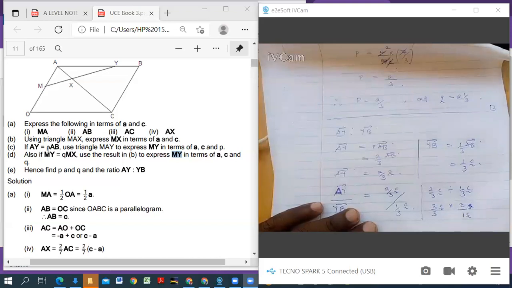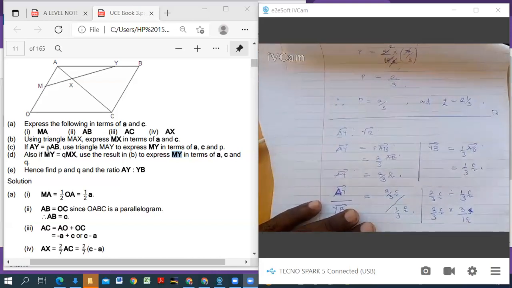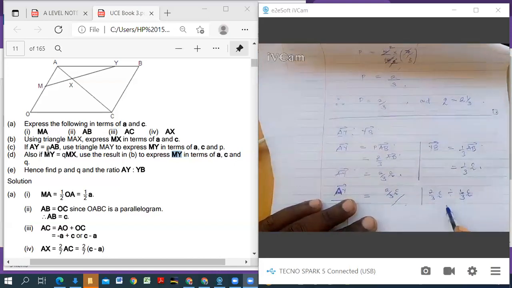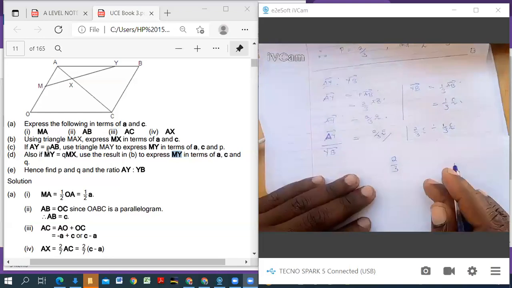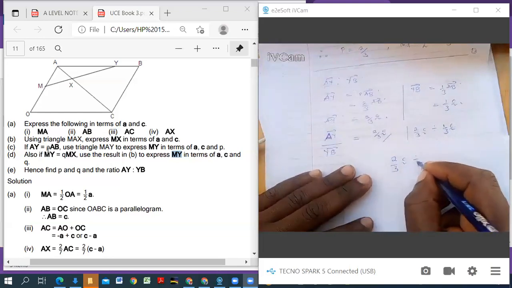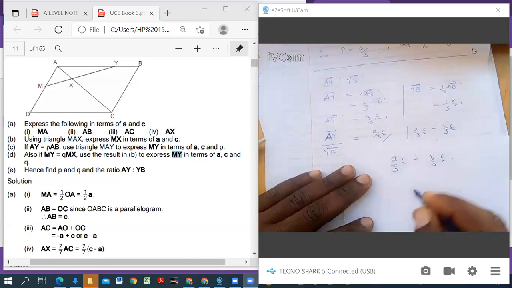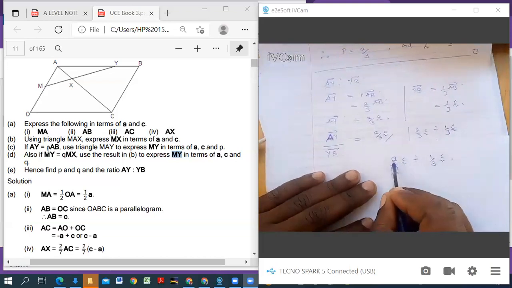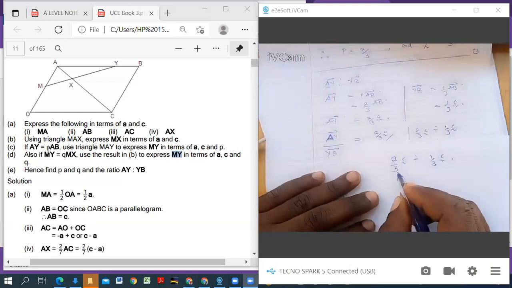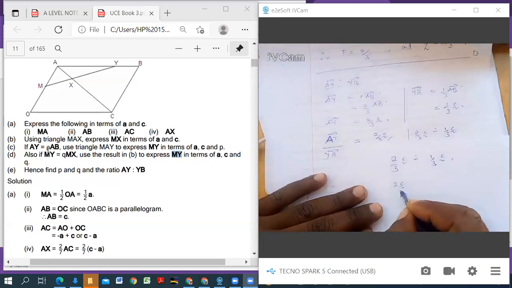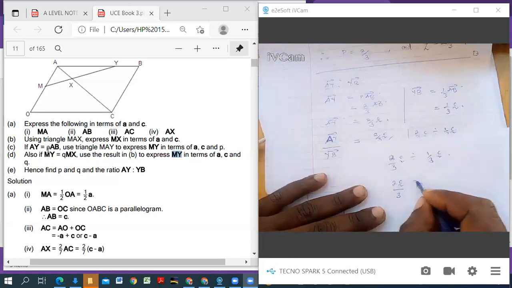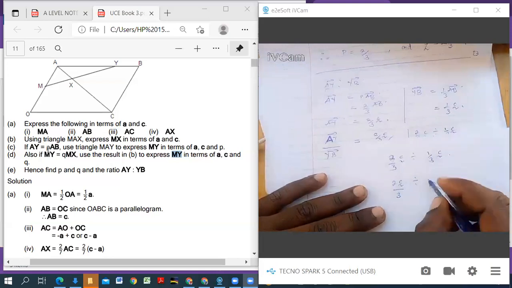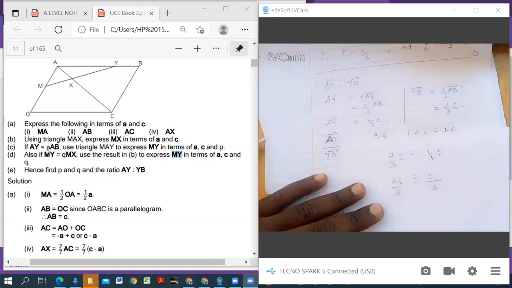Members, are we together? Here we are, 2 over 3. That's where people are not clear. Divide by a third C, isn't it? So 2 times C, what do you get? 2C, isn't it? Over 3, isn't it? Divide by 1 times C is C over 3. Do you agree?